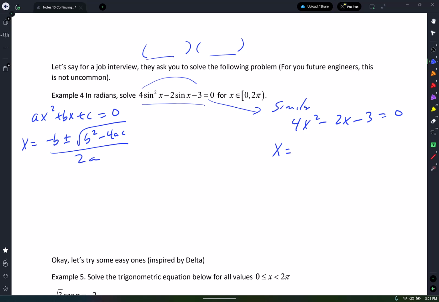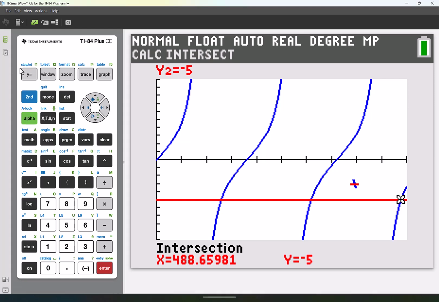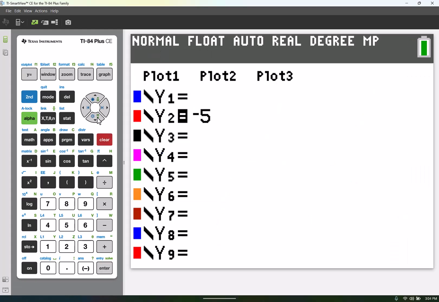If I'm being honest, I think if I were to get this question, I would just do it with a calculator. Do you guys want to just see how to do it with a calculator? All right. So you see how it says equals 0? On your calculator, just go 4, open parentheses, sine x, close it, squared, minus 2 sine x minus 3. So I'm going to take my calculator, go y equals, clear, and enter 4, open parenthesis, sine x, close it, and put a square on it.